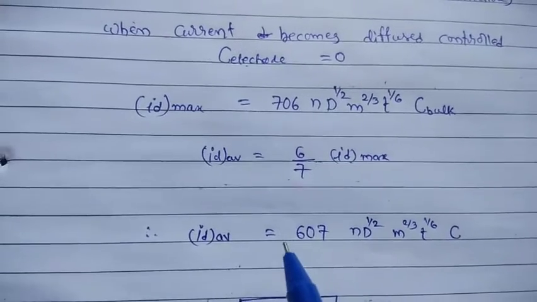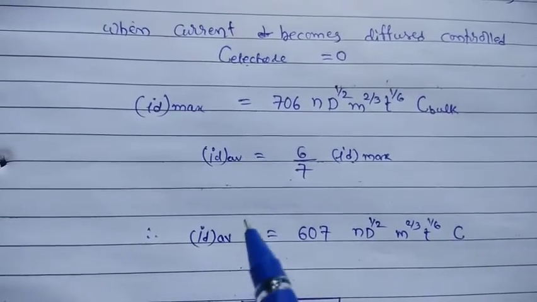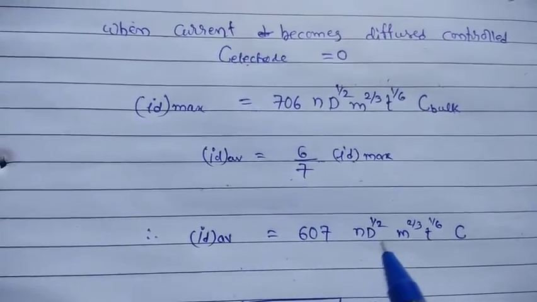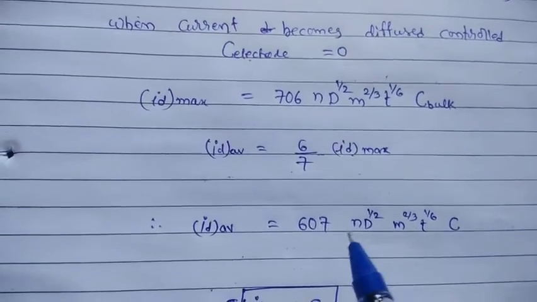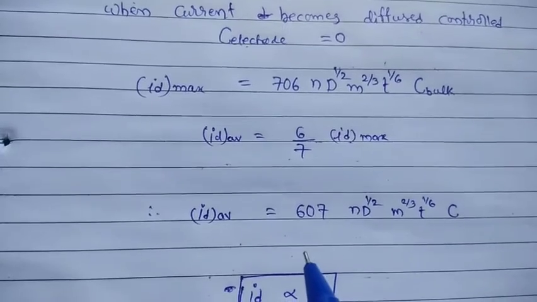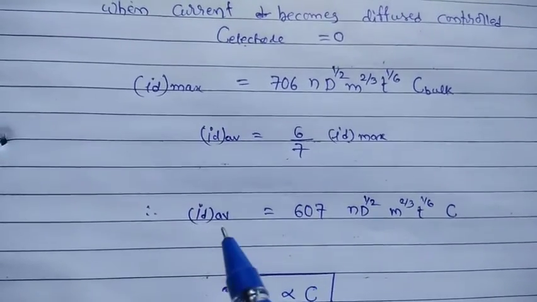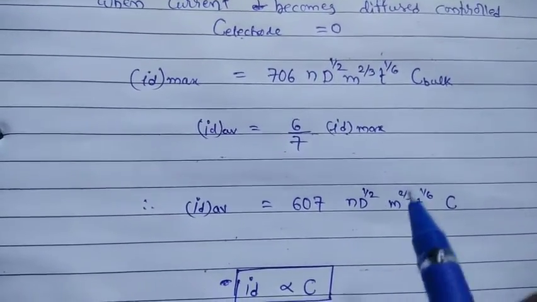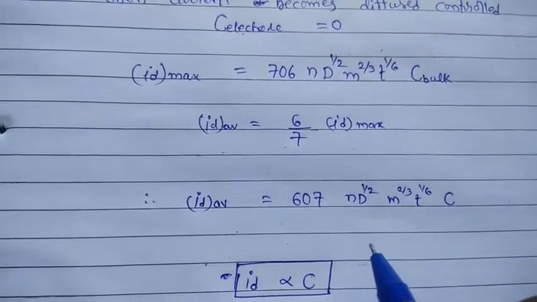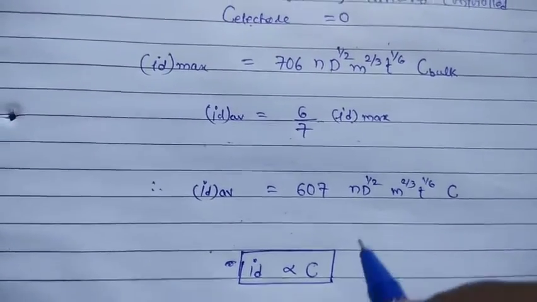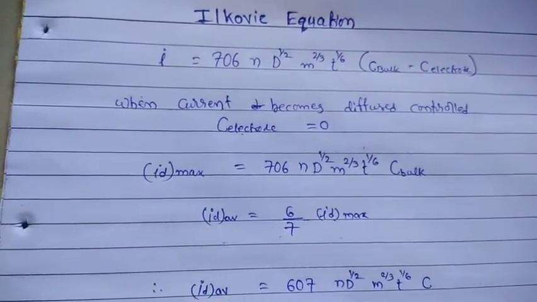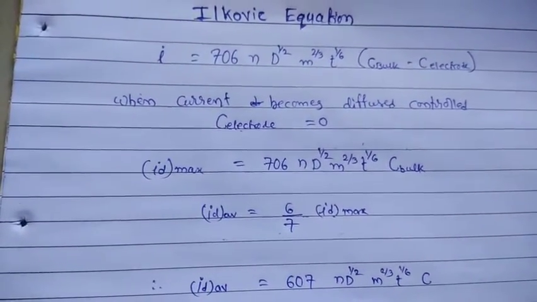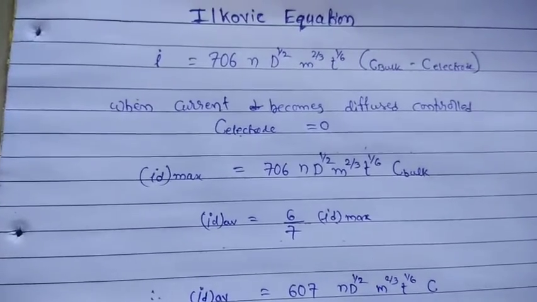So this Ilkovic equation is made up of these 4 parts. Now the importance of this equation is that the diffusion current is directly proportional to the concentration of the electroactive species. So this is all about the Ilkovic equation. Related to this equation, now we solve a few numericals. Let's see one by one.